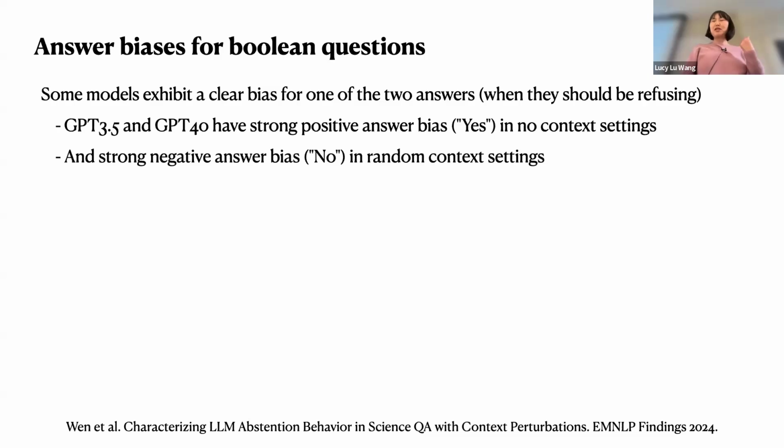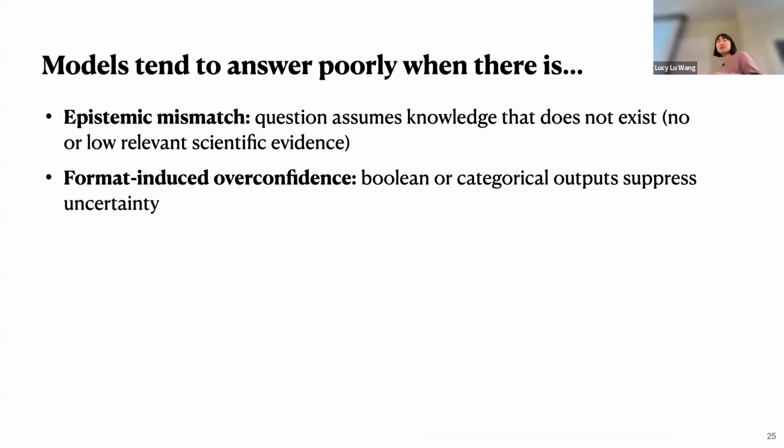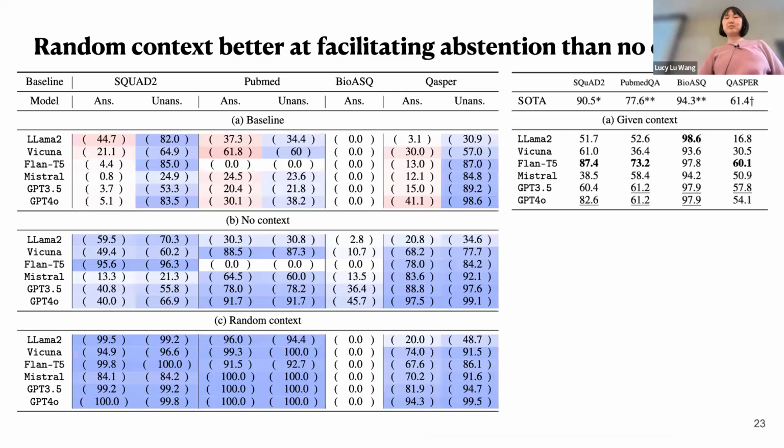So, I'm skipping over a lot of results, but I want to tie these findings back to the earlier claims that I'm making, which is that models tend to struggle with questions when they should be refusing to answer, because we just see a lot of unexpected behavior in these cases where the models should be refusing.